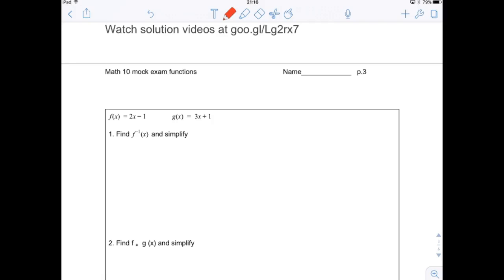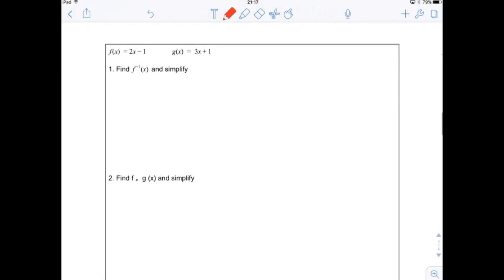Let's start the extension solutions. So in this problem here, we have two functions defined. F of x is 2x minus 1, g of x is 3x plus 1. First thing it says is to find the inverse function of f of x and simplify.